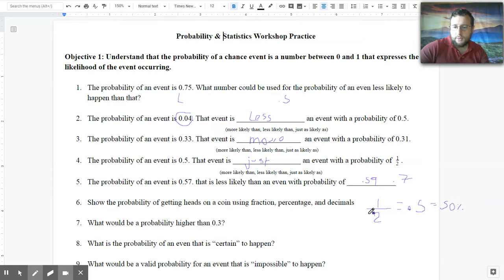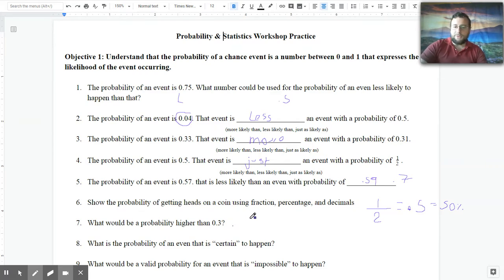So once you start with the fraction, you just do the top divided by the bottom to get the decimal, and move the decimal twice to the right to get the percentage. And that's how I do it. And since it's always starting with fractions, that's the sequence I go into when I'm trying to figure out what the probability is. Now, what would be a probability higher than 0.3?